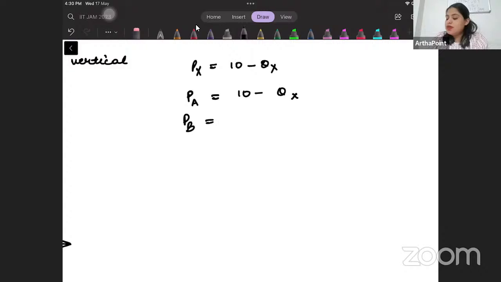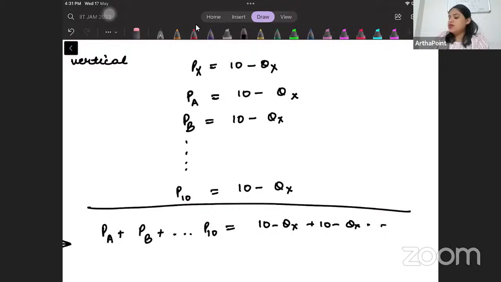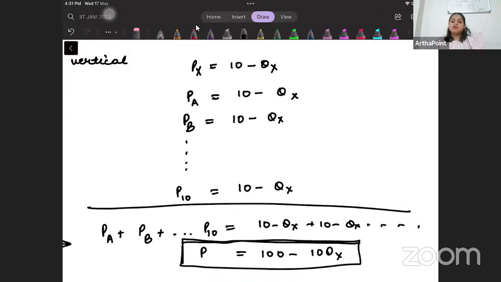What price individual B will pay will also be 10 minus Qx, only because they have similar demand functions. And what price the last, 10th individual will pay will also be 10 minus Qx. So the price that I receive totally, the willingness to pay by A plus B till the 10th individual, is going to be 10 minus Qx plus 10 minus Qx and so on. So this is going to be 100 minus 10 Qx. And this is the price paid by all individuals as a whole. This is Q.